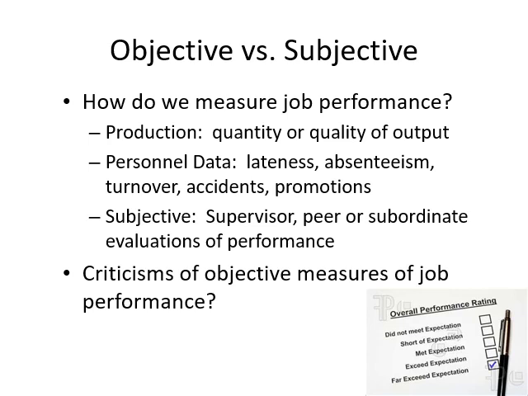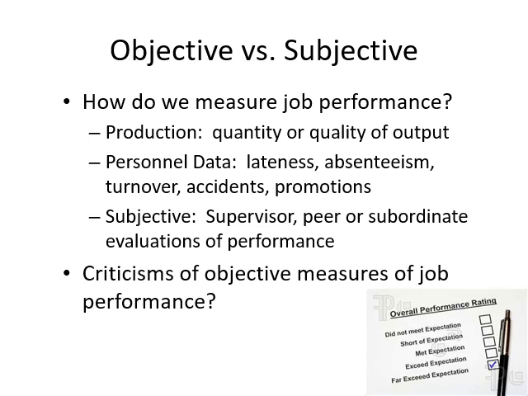So again, when we're measuring job performance, we want to look at production. We want to look at quantity or quality of output. We want to look at personnel data: lateness, absenteeism, turnover, number of accidents, number of promotions, number of awards. But we may also need subjective supervisor, peer, and subordinate evaluations of that performance.